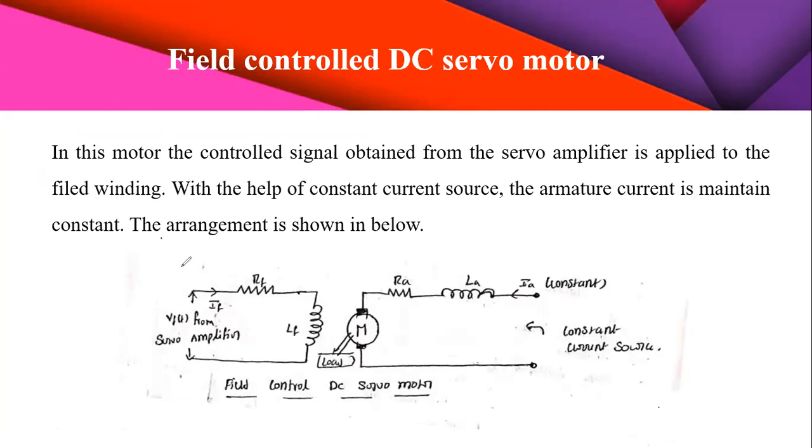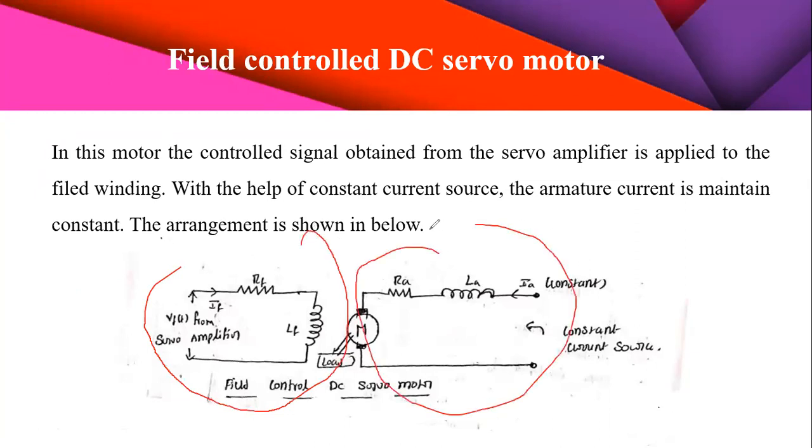So this part represents the field winding, and this part represents the armature winding. Now here, this is the field control DC servo motor. I am going to control the action from the field side, and the armature side is kept constant. In this motor, the control signal is obtained from the servo amplifier. So here there is a servo amplifier. From this, the signal comes here and is applied to the field winding.